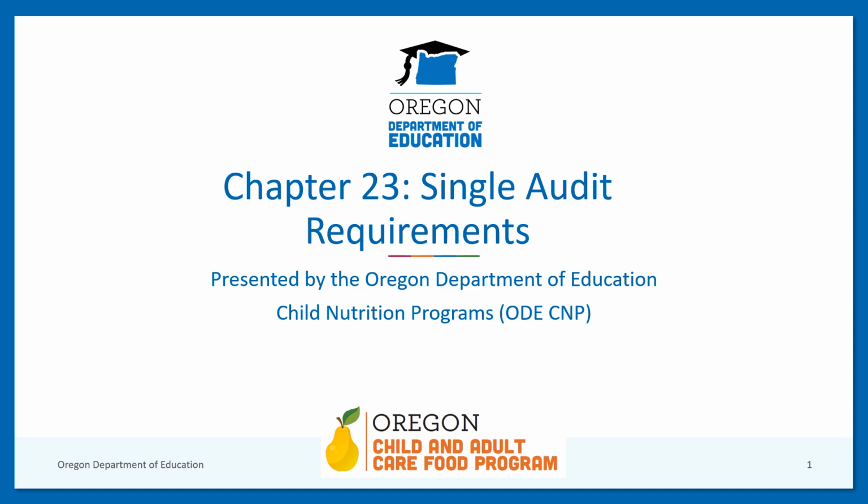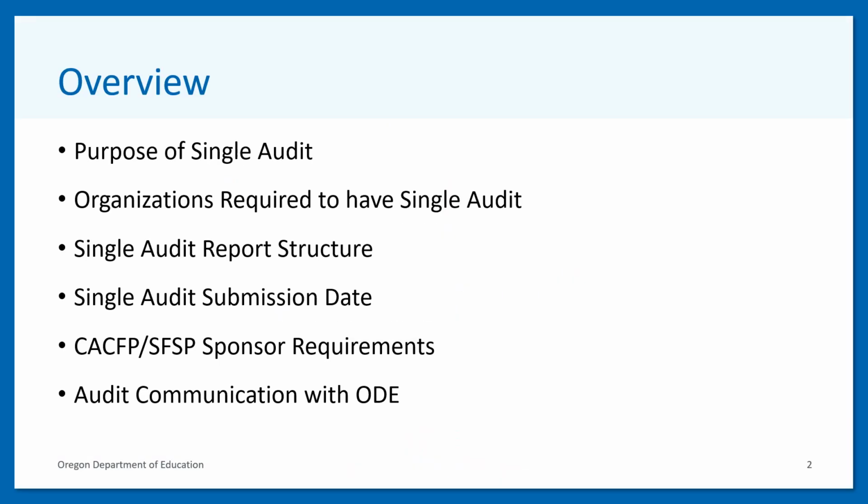This training will cover Chapter 23, Single Audit Requirements. This video is presented by the Oregon Department of Education Child Nutrition Programs, also known as ODE CNP. In this training, we will cover the purpose of a single audit, identify which organizations are required to have a single audit completed, explain the structure of the single audit, and identify important sections of the audit report. Identify the date for submitting audits, discuss sponsor requirements, and ODE and sponsor communication regarding the single audit.